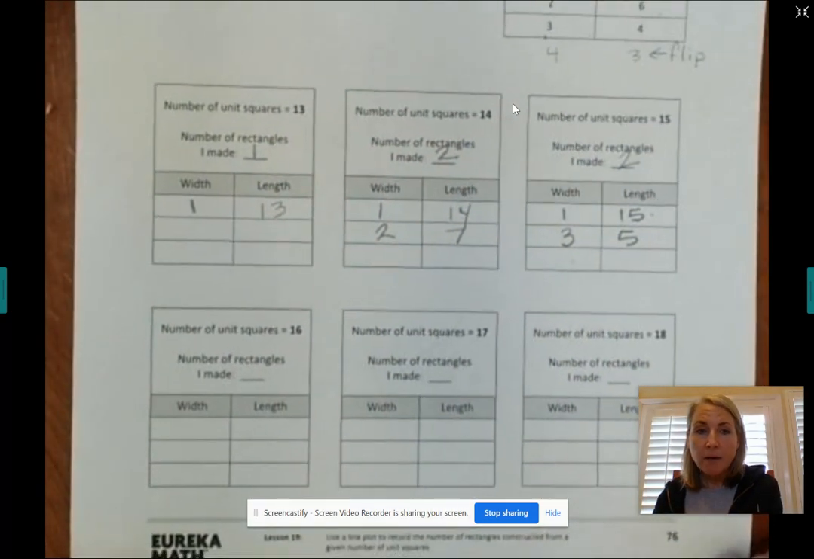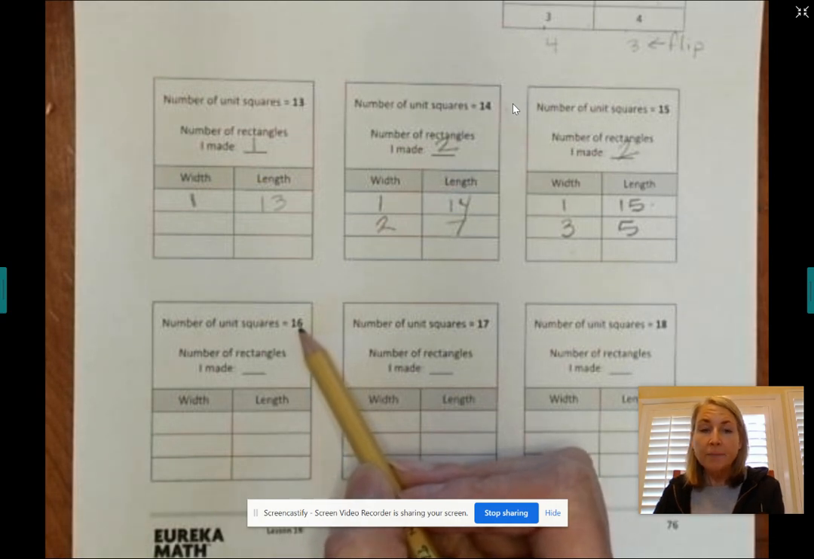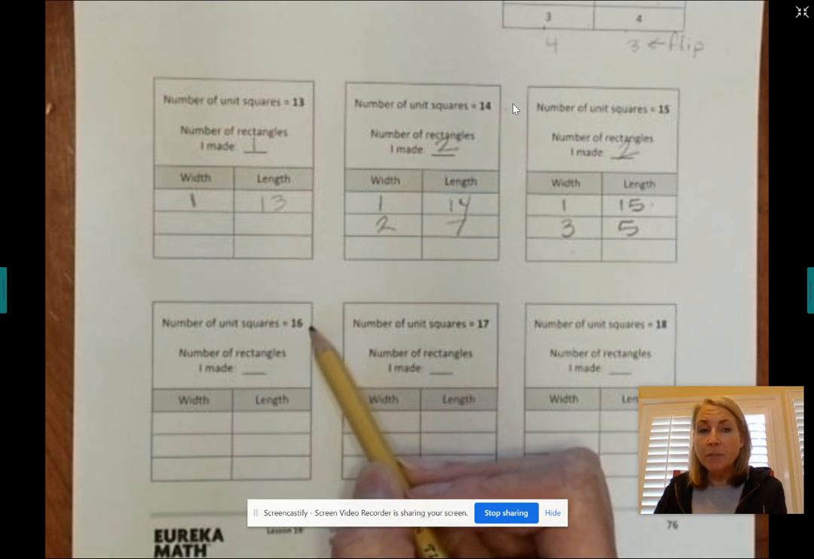Continuing on, now I have 16. A good strategy is to look at that number and think, is it even or odd? It's even. So that helps us know there's for sure going to be more than one rectangle, because even numbers can be divisible by 2.